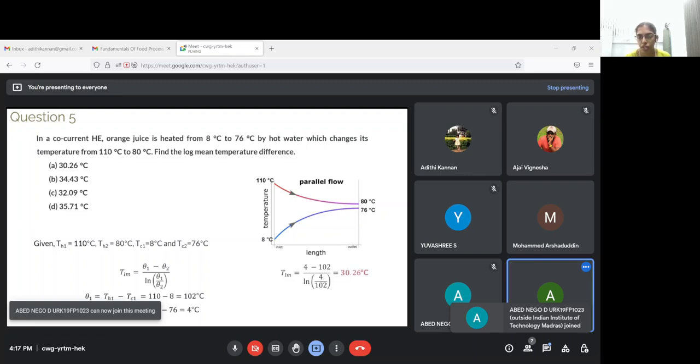So you get (4 minus 102) divided by ln of 4 by 102, which is 30.26 degrees Celsius. So your answer to this question is option A. Yeah, so it's coming 30.26. Can you notice any very stark difference between the temperature profile of a parallel flow and a counter flow? In the previous slide we discussed a counter flow, and here we are discussing a parallel flow. Apart from the flow direction, what is the major difference that you see in a parallel and a counter flow?